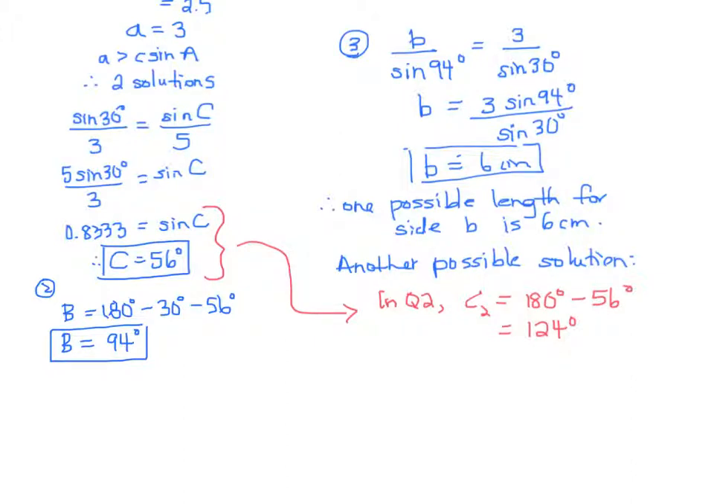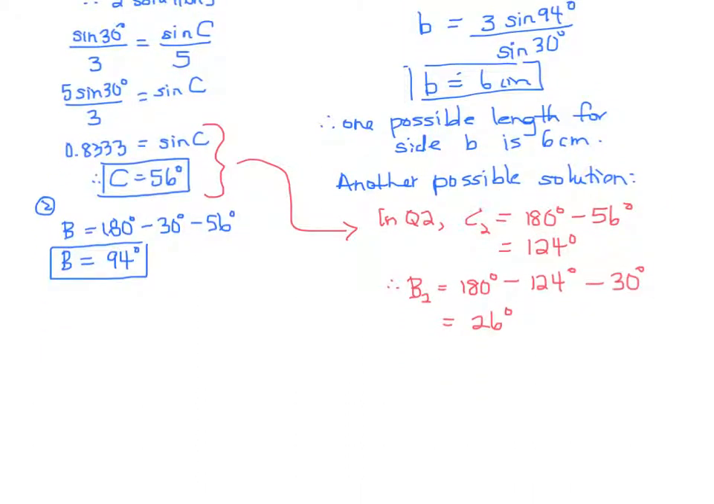If that's the case, then angle B would be 180 minus 124 minus 30, which is 26 degrees. So in this obtuse triangle, if angle B is 26 degrees, then we're going to redo the sine law, but this time it'll be B over sine 26 degrees equals 3 over sine 30.